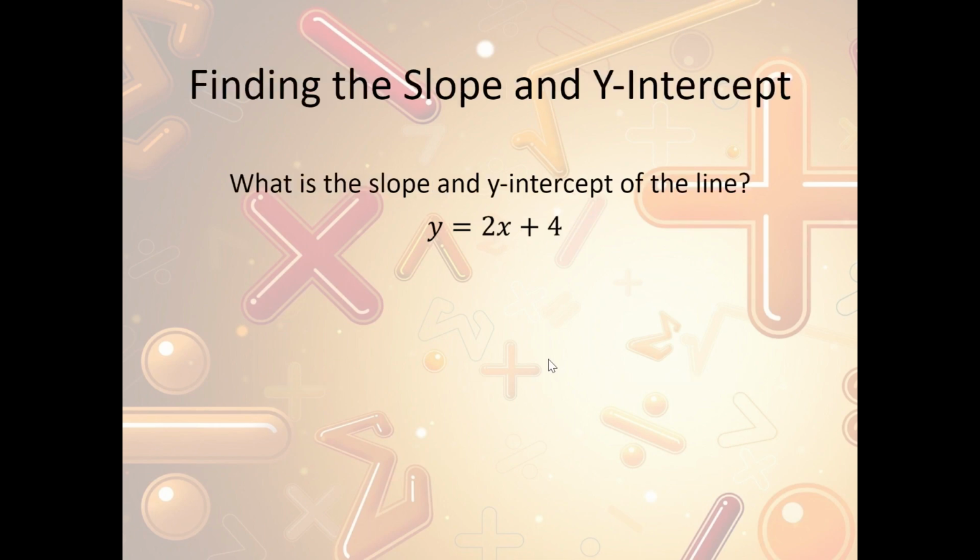Now, let's go ahead and pick out the slope and y-intercept from an equation. So we're given an equation, y = 2x + 4. And we want to know what is the slope of that line.